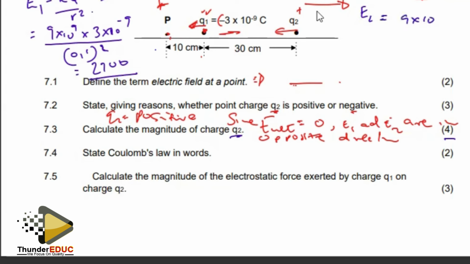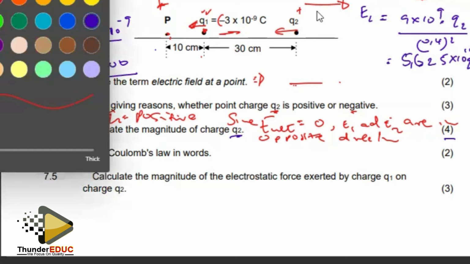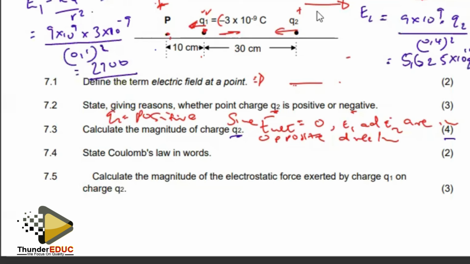If I simplify that, I'm going to remove that, put a 4. Going to remove all of this. It's going to give me 5,625 times 10 to the 10 Q2. But remember, E net is 0, which means E1 and E2 have to be the same. So this is the same as 2.7. Divide both sides by 5,625 times 10 to the 10. So when I do that, I'm going to have 2.7 divided by my answer.